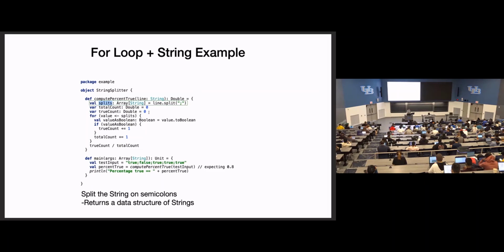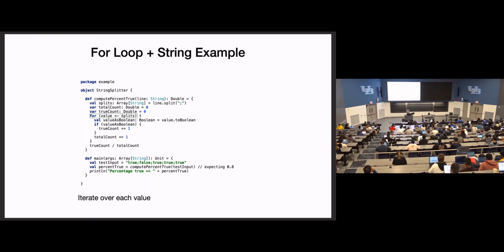And I'm going to initialize a few variables here. What I'm going to want to do is iterate over these strings and count how many of them are true and how many I've seen in total. I'm going to do that with a loop. I'm going to iterate over some variables. I'm going to name my variable value. This can be any name you want, whatever you want to name the variable that you're using to iterate over these values, in the data structure splits.